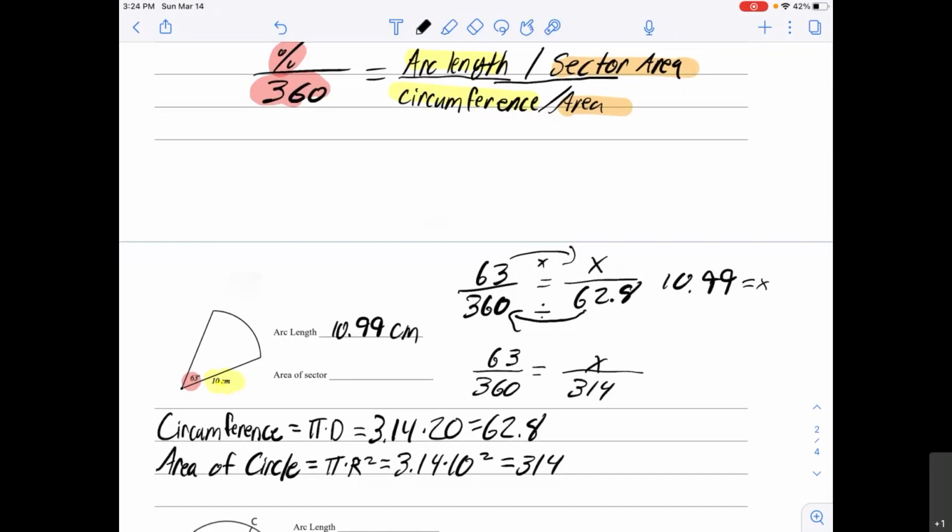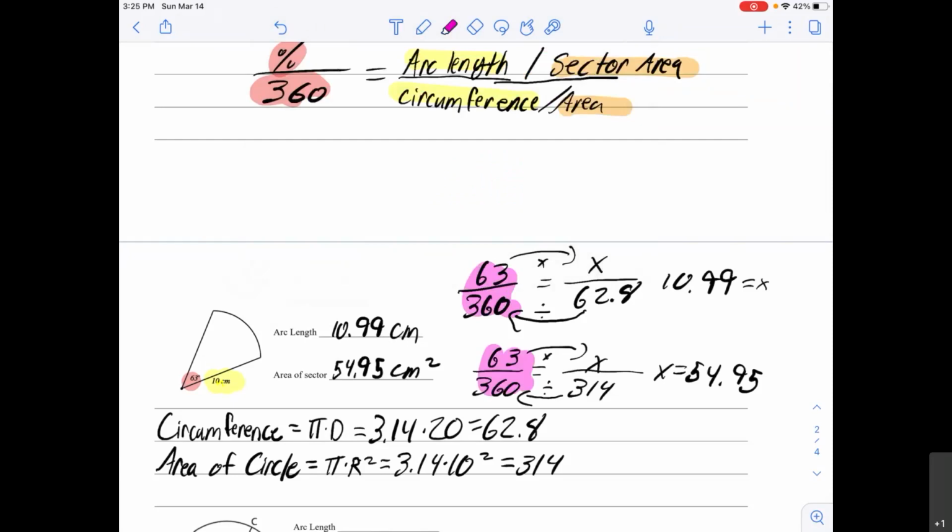So my area of the sector is now my x. And I can use the same exact idea. We'll divide 314 by 360, and then multiply that answer by 63. 314 divided by 360 times 63 gives me 54.95. And that is my answer. So for both of these, the left side of my equation was exactly the same: 63 over 360.